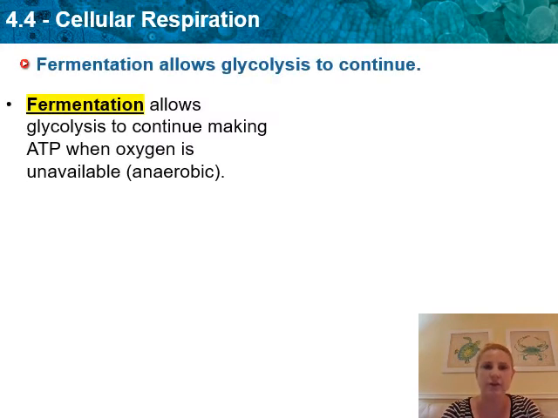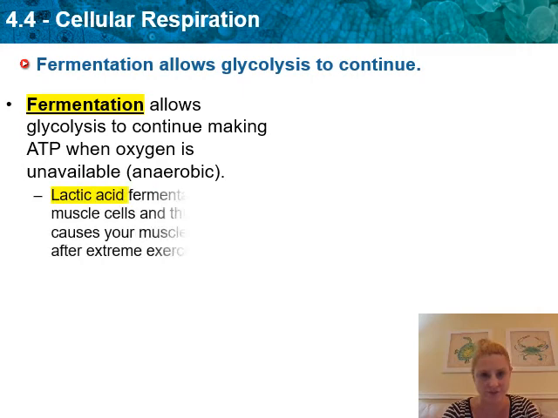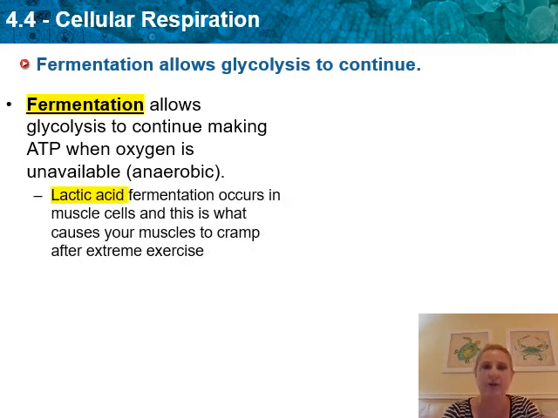Now, we have this other thing called fermentation, and fermentation allows glycolysis to continue making ATP when we don't even have oxygen available. So it's an anaerobic process. This is what happens when you're working out super hard and you're exercising at such a rate that your body can't keep up with producing ATP by using the oxygen you're taking in. So it has to switch on to this thing called fermentation, which allows glycolysis, or the breakdown of sugar, to continue, even when there's not enough oxygen.